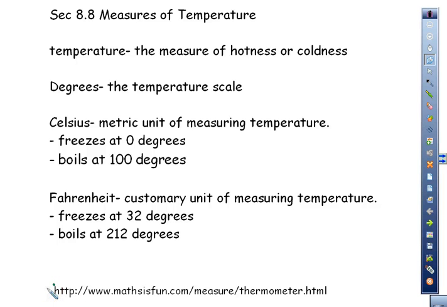Alright, today we are talking about measures of temperature. And what I want you to do is go ahead and hit pause and copy this information down. So go ahead and do that.